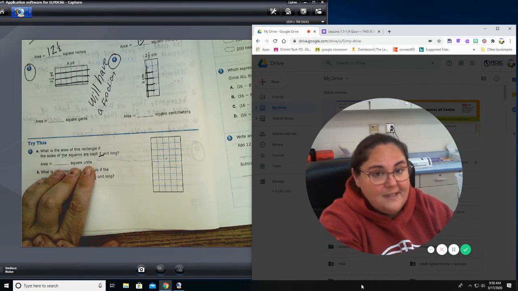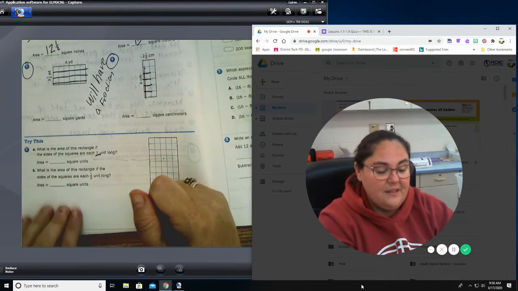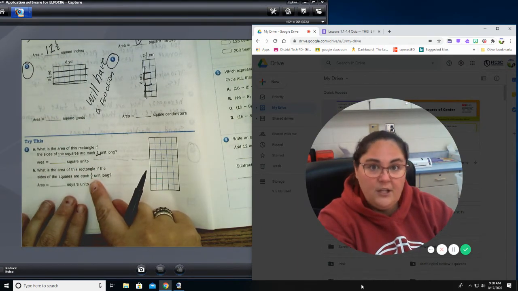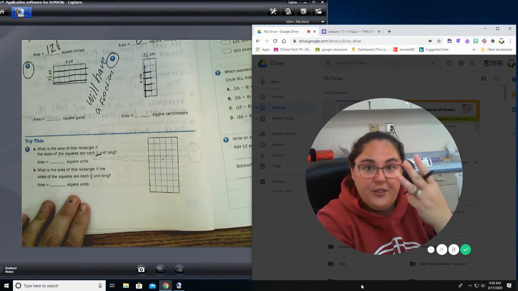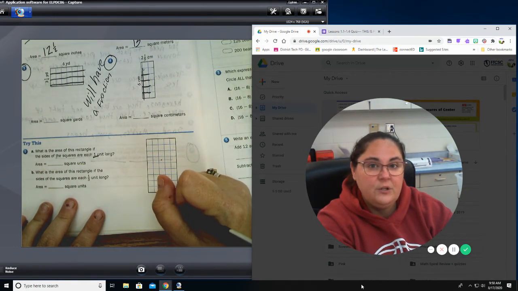Then you're going to think about the same picture in a different way. Now you have to rethink about it. Instead of being 1 unit, they're 1/3 units. So that means you need to figure out how many 1/3 units you have.